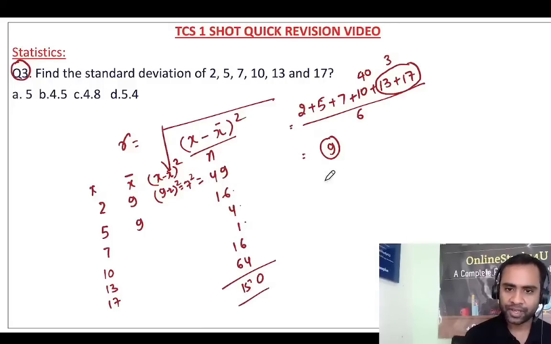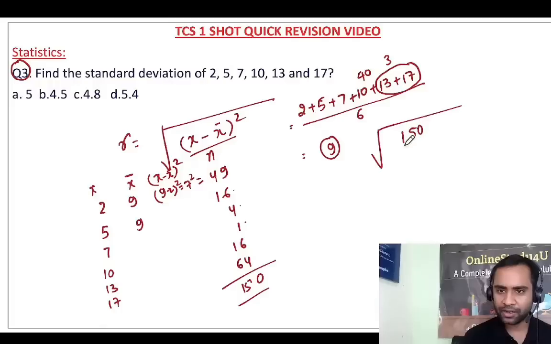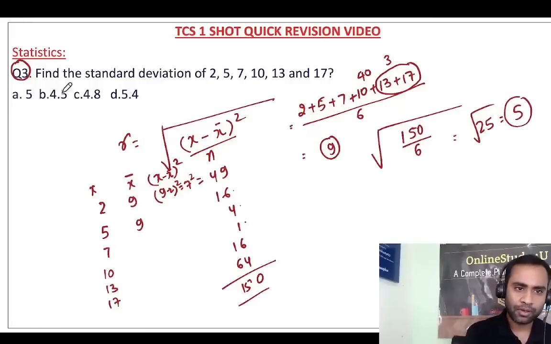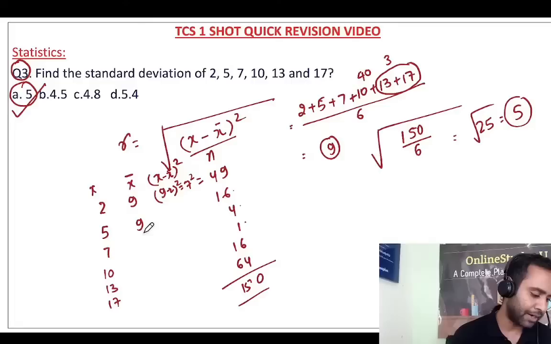So the sum of (x minus x bar) square is 150, and the total number of data is 6. So this is 25, and the square root of 25 is 5. So our answer will be option A. That means 5 is the standard deviation. Clear for everyone? Done? Clear for everyone?